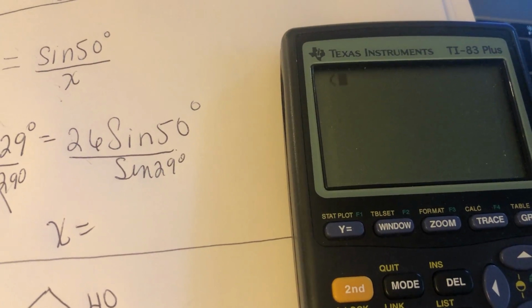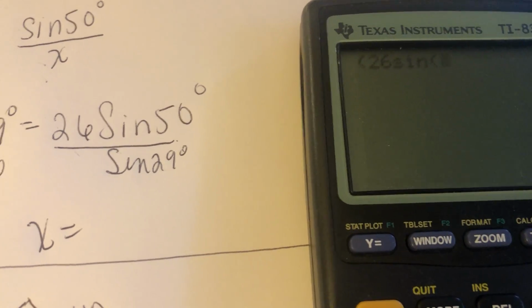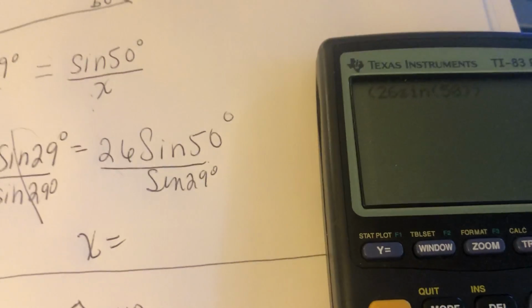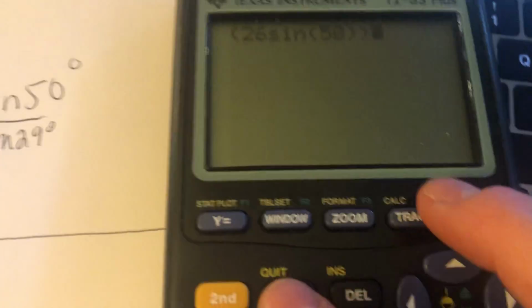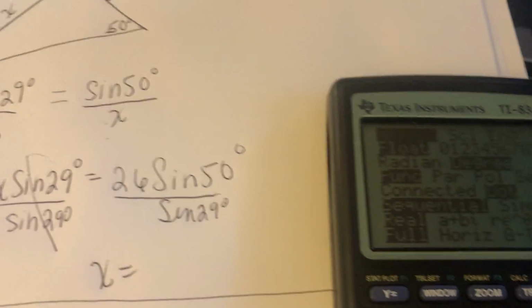So let's do 26 times the sine of 50 degrees. I actually got to check to make sure I'm in degrees. Let me check. Remember, you press the mode button here. And yes, I am in degrees, so I'm good.